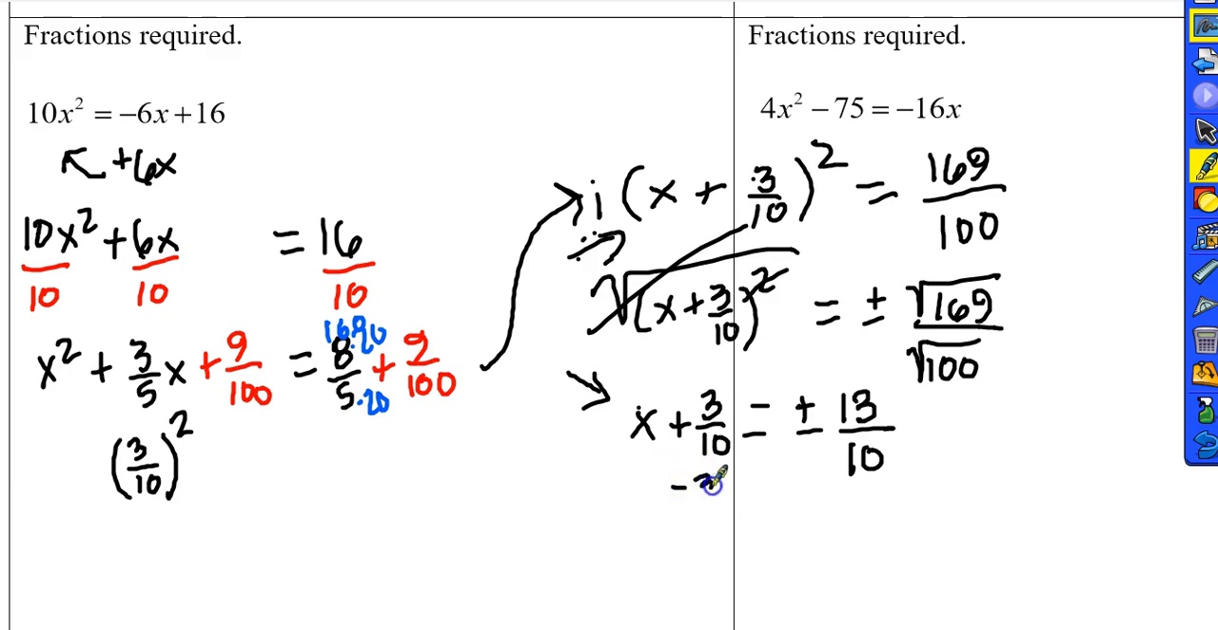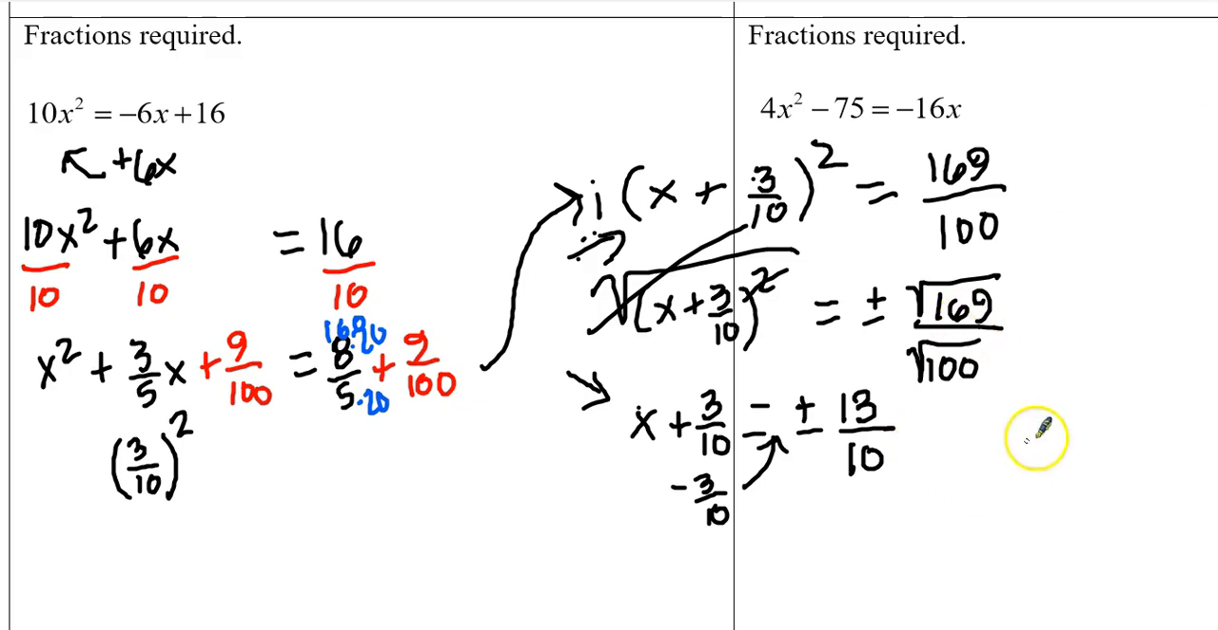All right, now we just have to move, right? To isolate the x, we're going to subtract 3/10 and put it on that side. I'm going to move this out of the way, out of our screen, and I'm going to write my answer over here. So we get x is equal to negative 3/10 plus or minus 13/10.